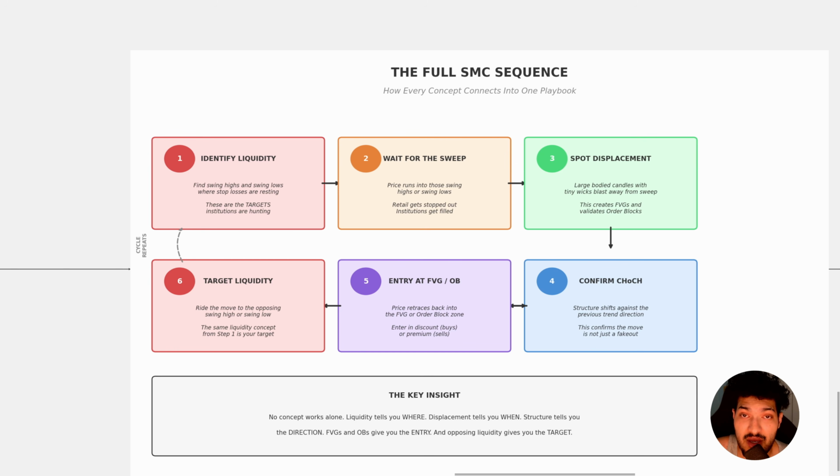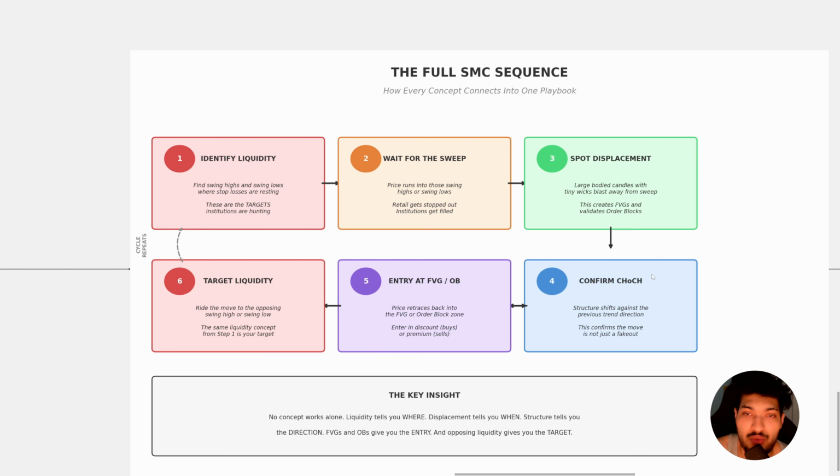You know this based off the whole idea of what I showed you, of institutions engineering this liquidity to fill their orders. You have the buy side and the sell side, all right? Then you wait for price to run into that area, where those stops are, those swing highs or swing lows. And then you first, I would actually switch this, because the displacement and the confirmation of the change of character, the breaker structure, they kind of happen at the same time or one by one.